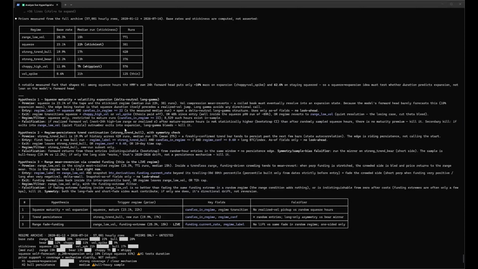The first strategy is a squeeze maturity to volatility expansion delta neutral long gamma. Bit of a tongue twister there. The second strategy is a regime persistence trend continuation with symmetry check. And the third strategy is a range mean reversion via crowded funding strategy. So the table shows the 3 strategies: the hypothesis, the trigger regimes, and the key fields that you would like to run on your strategy backtester.